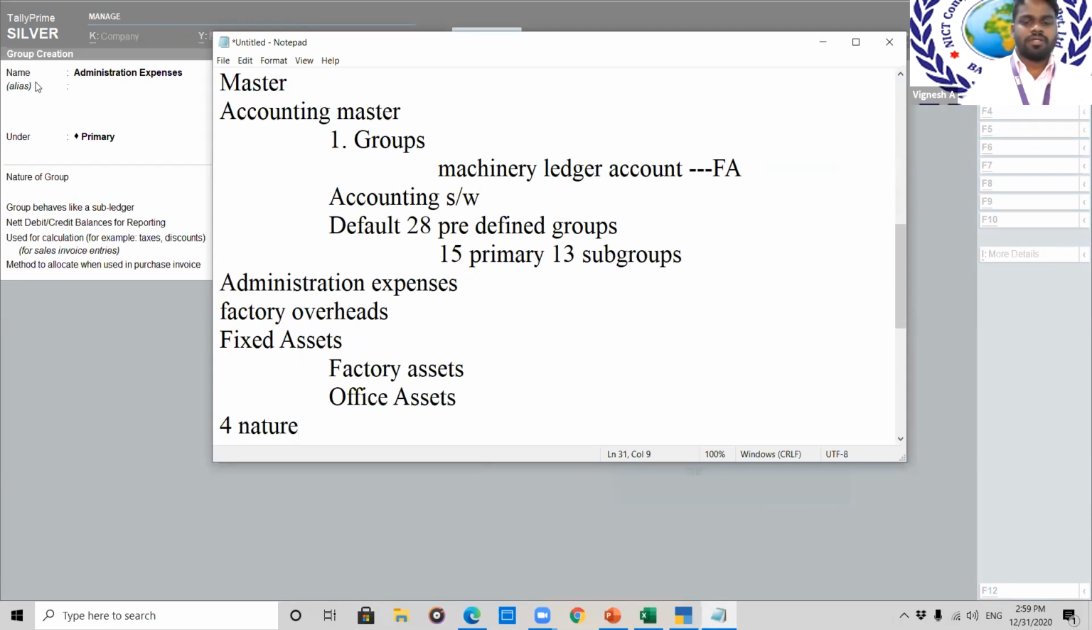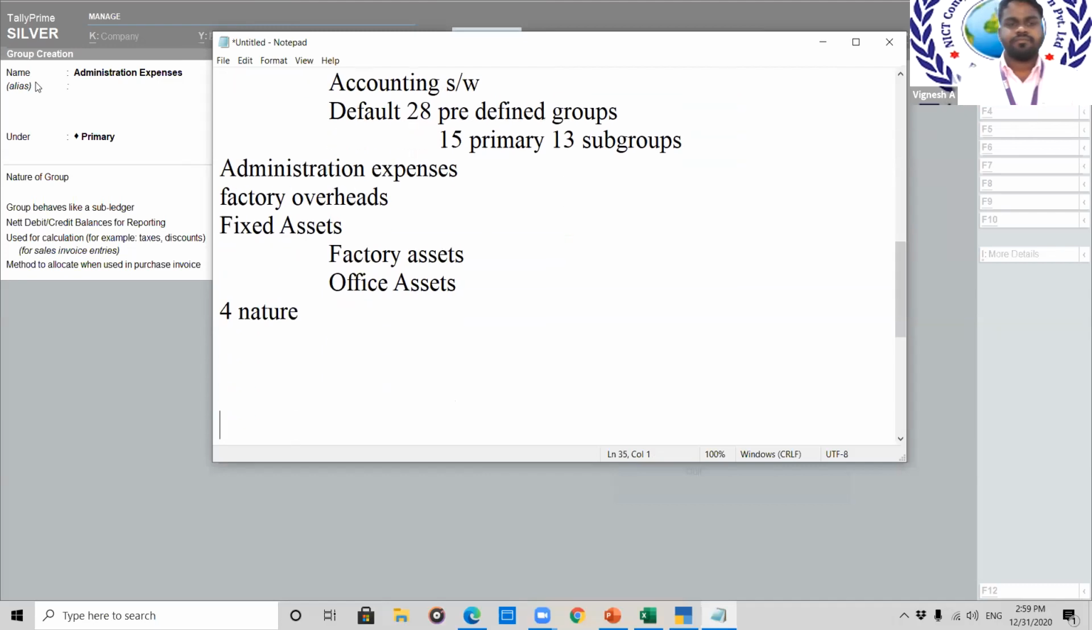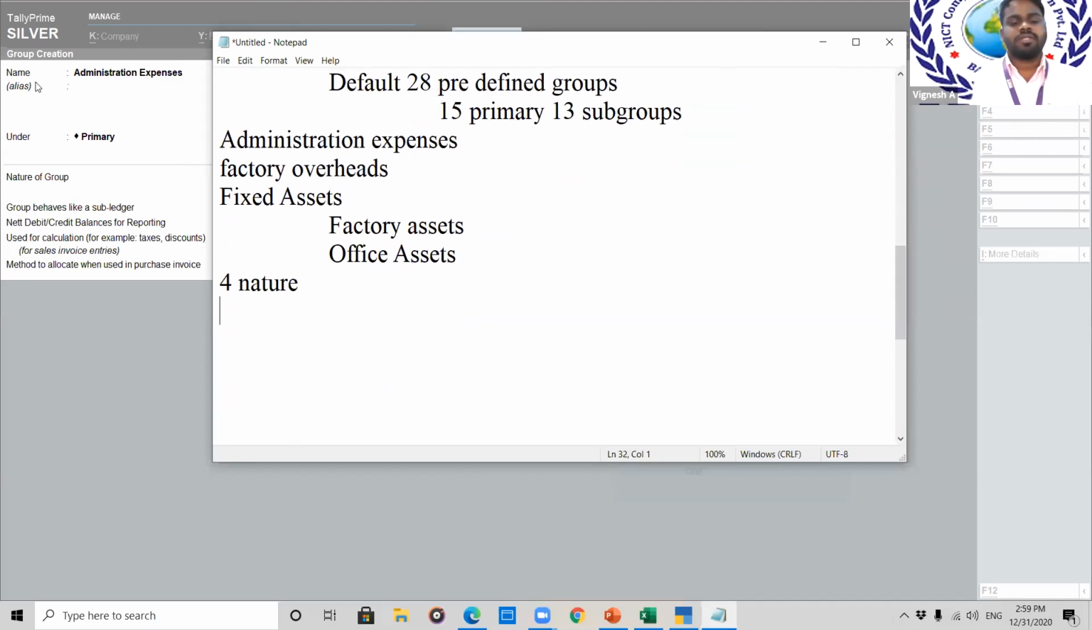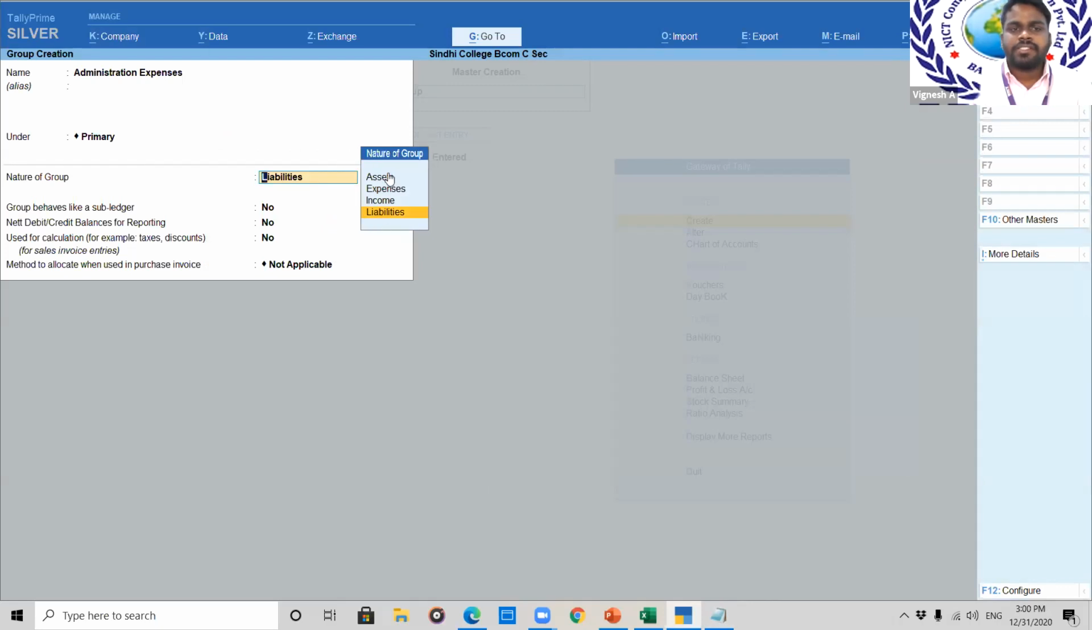Always in your accounts, we have only these four natures of accounts. Apart from this, there are no accounts at all: assets, liabilities, incomes, and expenses. These are the four things always in accounting. Everything will fall under assets, liabilities, incomes, and expenses. Apart from these four natures, nothing is there as a grouping in your accounts. So these four natures are shown here.